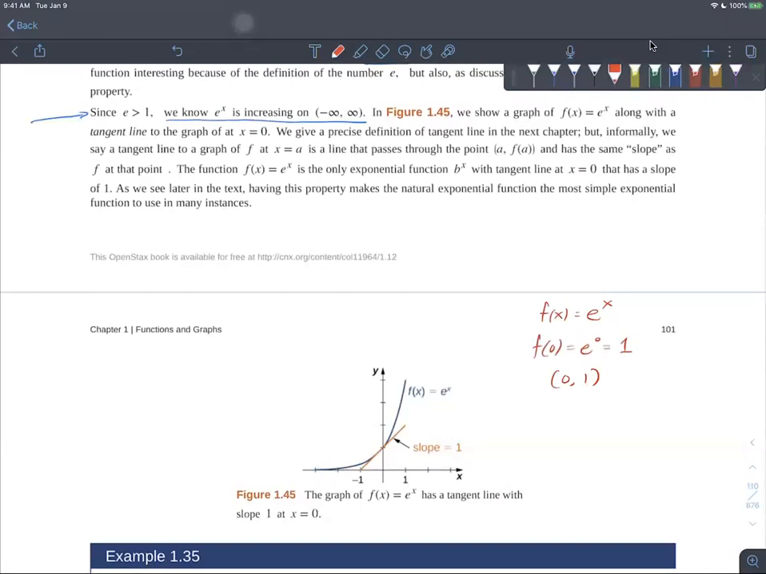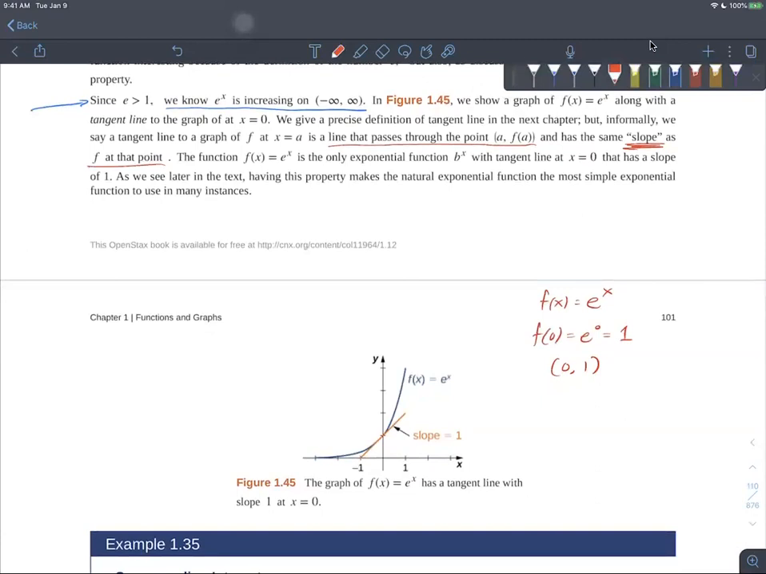And so the tangent line at x = 0 is a line that passes through the point, in this case (0, 1), and has the same slope as f at that point. Now, we haven't really talked about what the slope of an exponential function is. Usually we just talk about slopes of lines, but in this class, we're going to discuss slopes of other functions as well. The function f(x) = e^x is the only exponential function, b^x, with a tangent line at x = 0 that has a slope of 1. Okay, and so you can see the slope of 1 here in this picture.